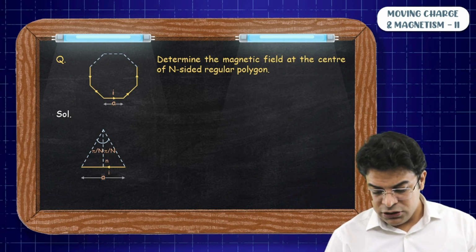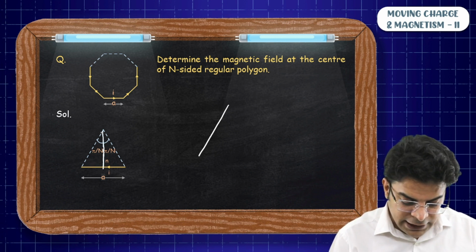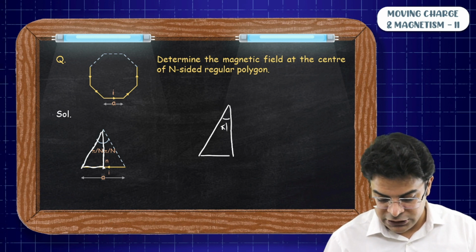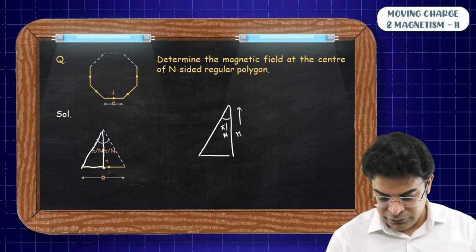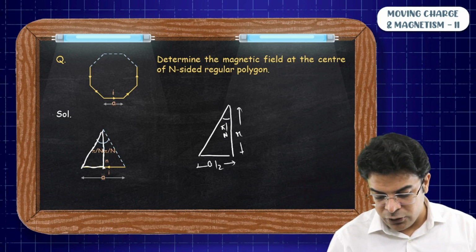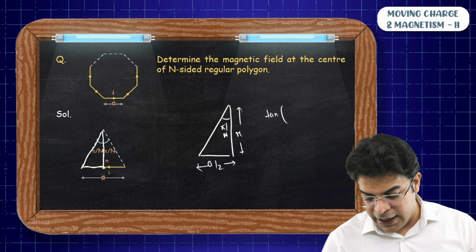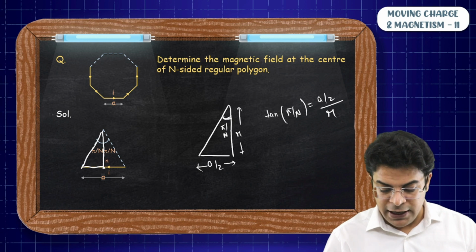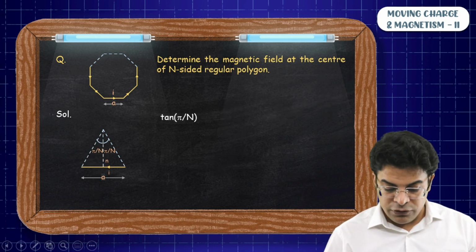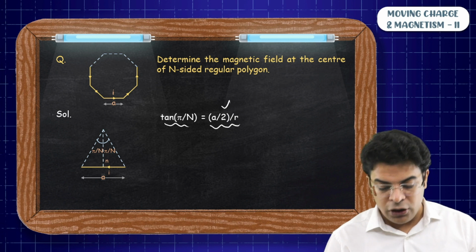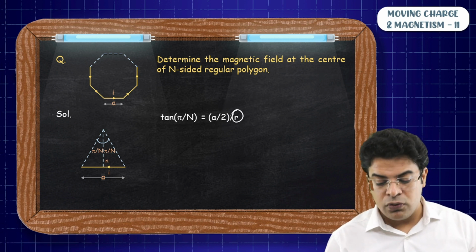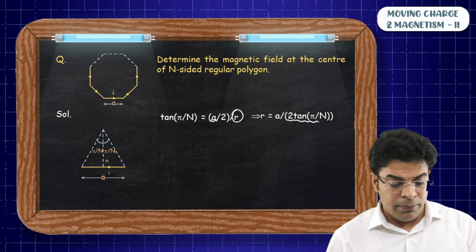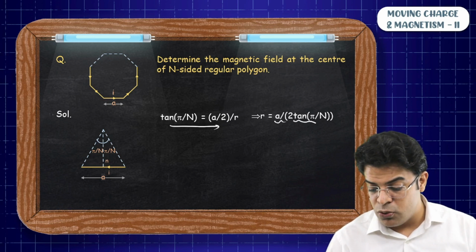How to know r? Just look into one of the right angle triangles here. You will say that this angle here is pi by n. Yes, sir. This distance is r. Yes, sir. And this half distance will be a by 2. So you can say that tan pi by n has to be equal to a by 2 upon r. Tan pi by n equals perpendicular upon the base. Once you know this, you can find out r and rewrite r as a upon 2 tan pi by n.